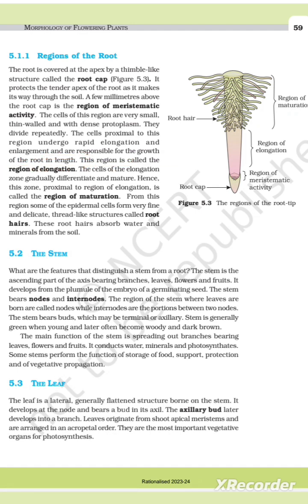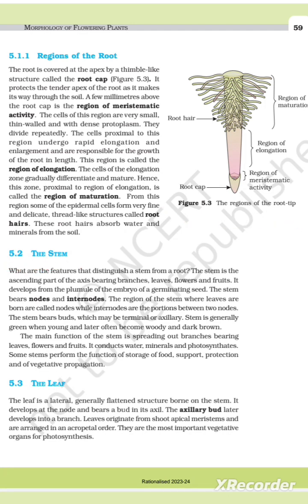This region is called the region of elongation. The cells of the elongation zone gradually differentiate and mature. Hence, the zone proximal to the region of elongation is called the region of maturation. From this region, some of the epidermal cells form very fine and delicate thread-like structures called root hairs. These root hairs absorb water and minerals from the soil. Figure 5.3: The regions of the root tip.